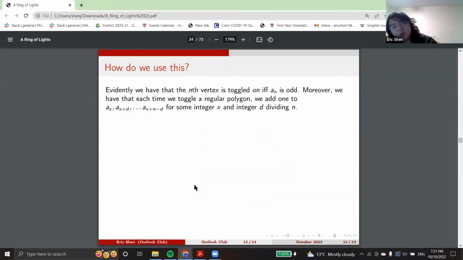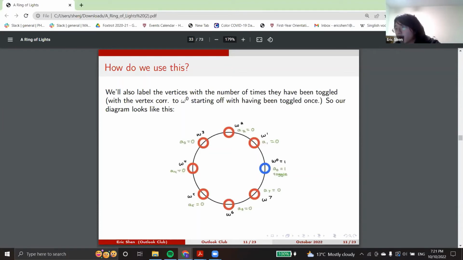Okay, big setup. What is this all for? Let's go back to the question itself. The main point of the question was that we had this operation where we could toggle all the lights that are in a regular polygon. What does that precisely look like? Let's say we toggle the ones over here.